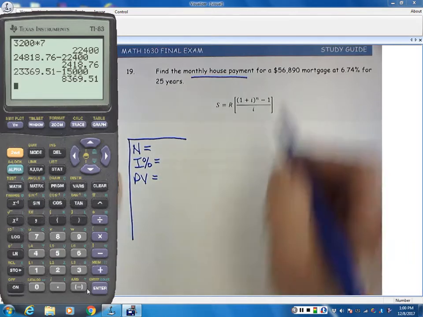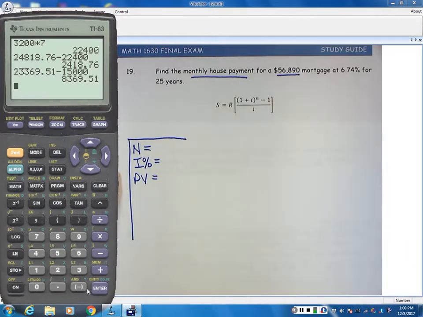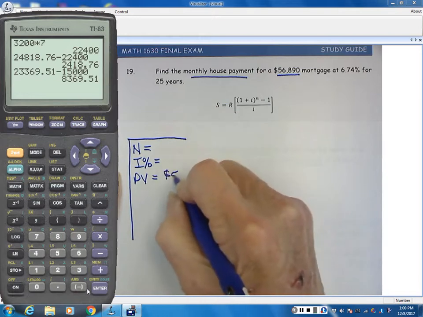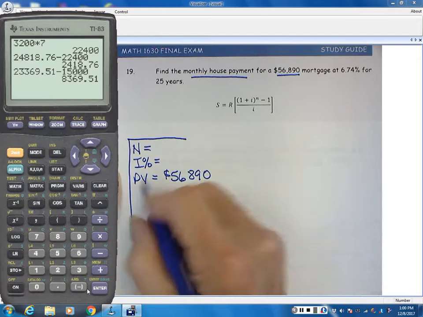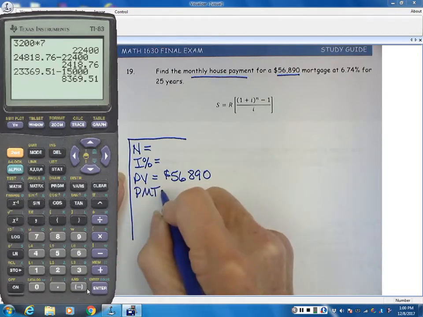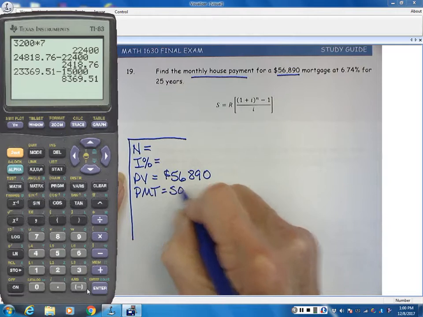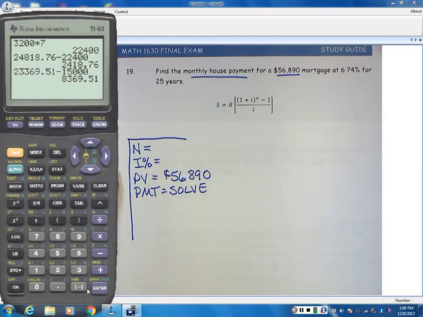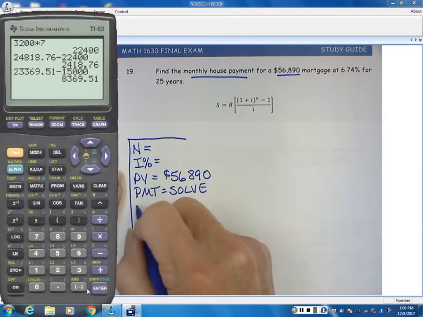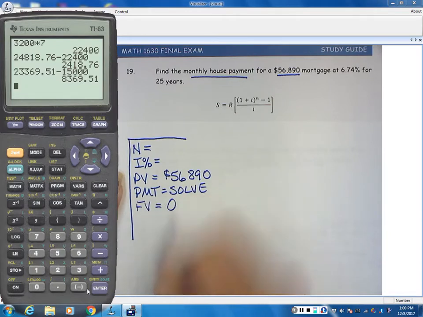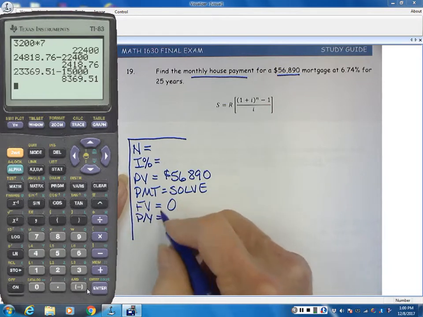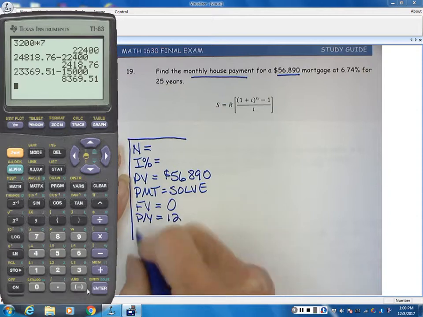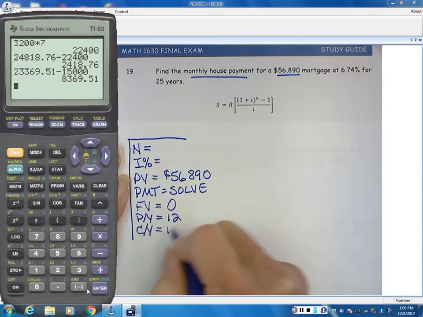The present value is the $56,890 mortgage. The payment is what we're going to find. So we're going to set it equal to 0 and solve. The future value is going to be 0 because we want the house to be paid off. The payments per year, since it's monthly, is 12. And compoundings per year is going to match that, so that's also 12.